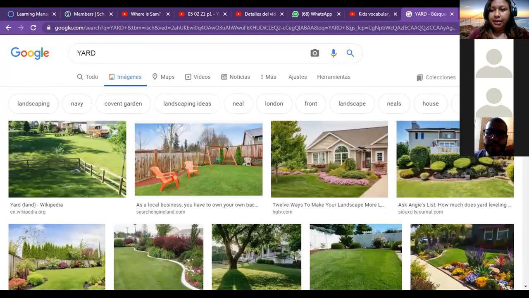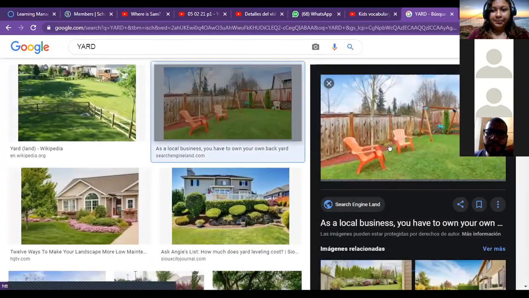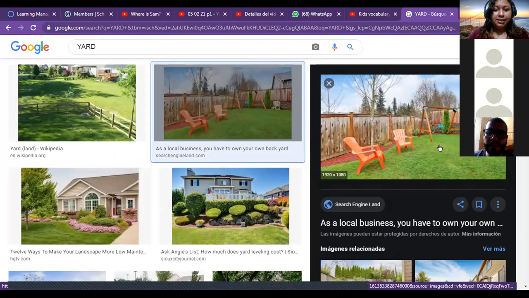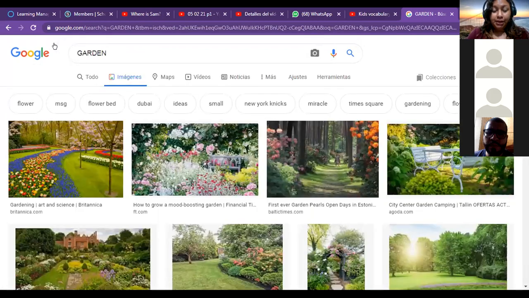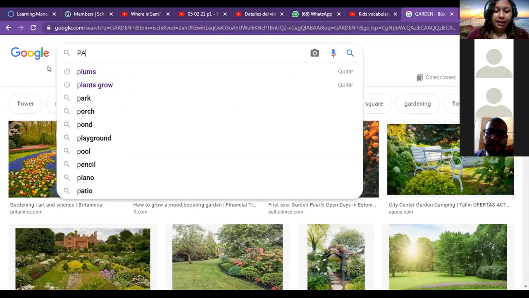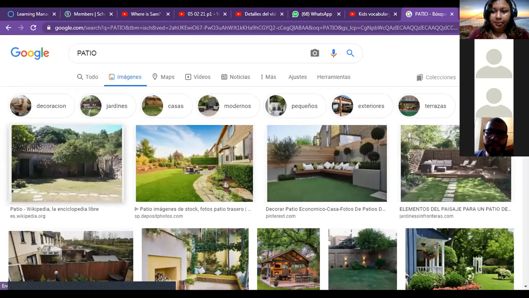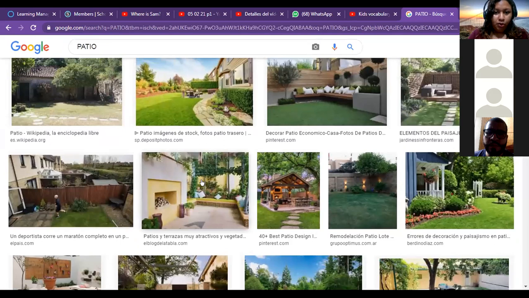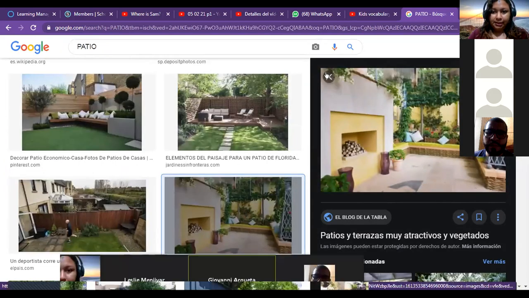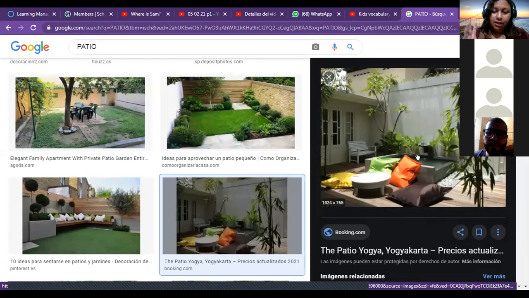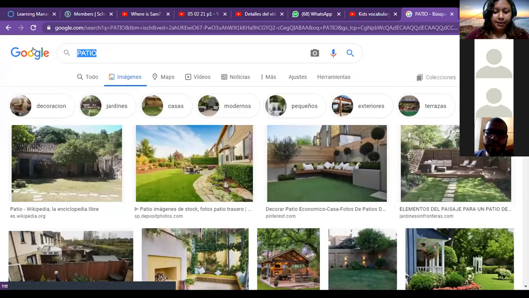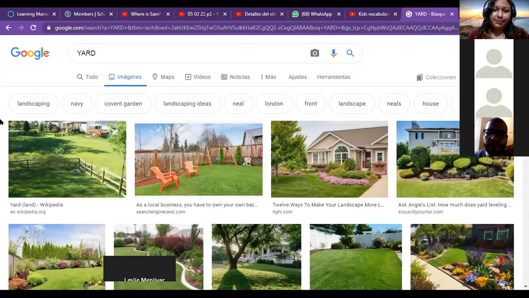Ahora, ¿qué es el yard? Vamos a ver. Si se fija, en el yard hay grama. ¿Qué no hay en el yard? No hay flores. Entonces, esa es la diferencia entre yard y garden. En el garden también hay grama, pero sí hay flores. Ahora, el patio puede tener grama artificial o puede ser solo cemento, así. No tiene lo que llamamos grama. Ok. Esa es la diferencia. Así que el yard es como el jardín, pero sin flores. Okay. Y el patio, le decimos patio.